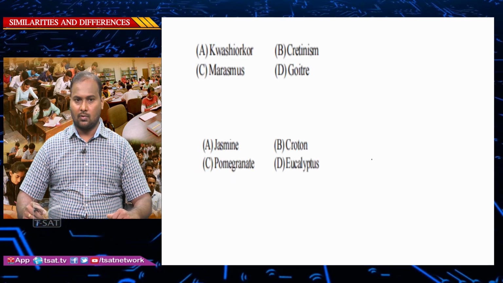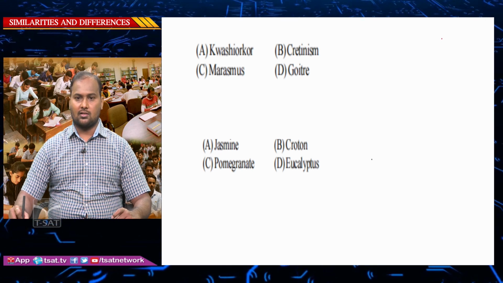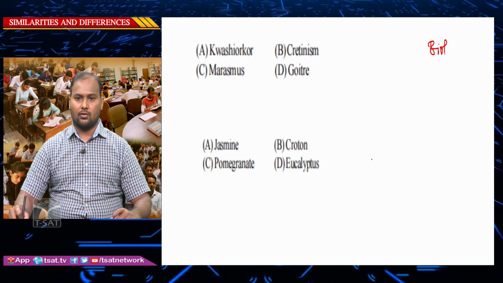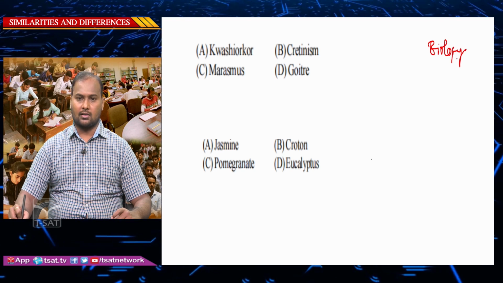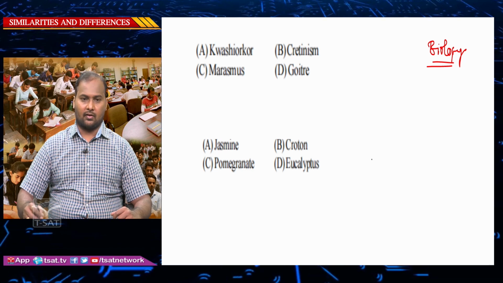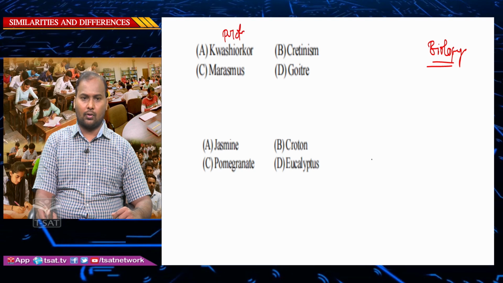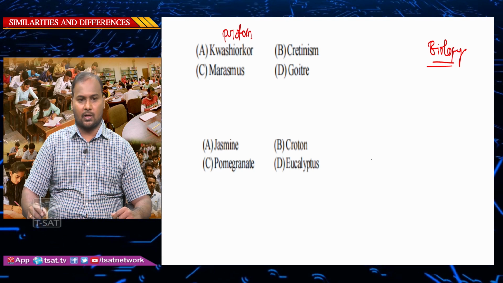See this question. Kwashiorkor, cretinism, marasmus and goiter. To answer this, one should be thorough with biology. Then only you can answer it, because all these are diseases. For example, kwashiorkor is the disease caused by protein deficiency in children.